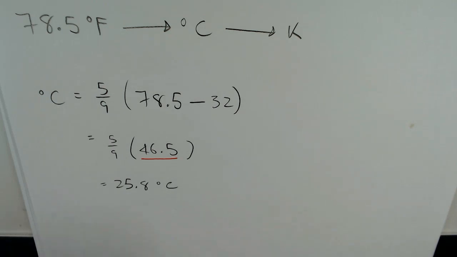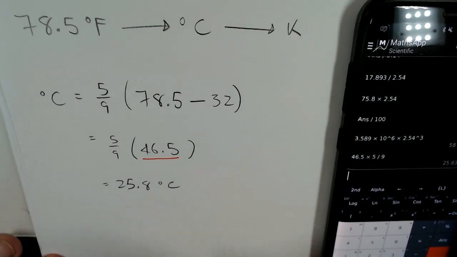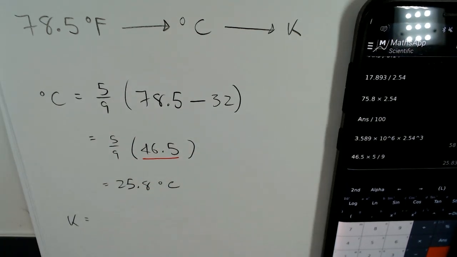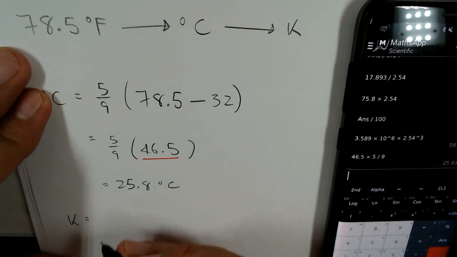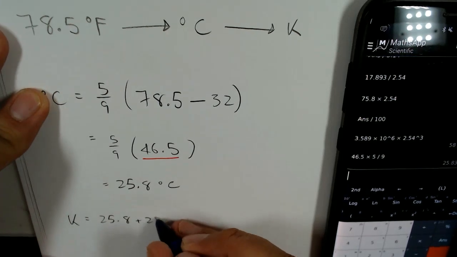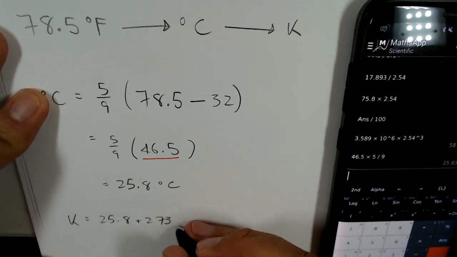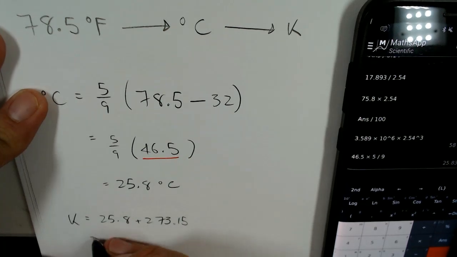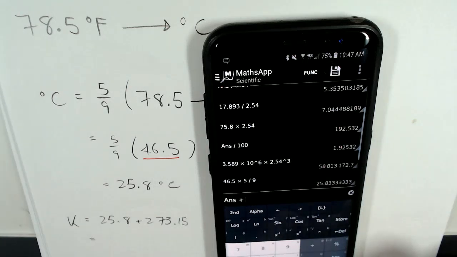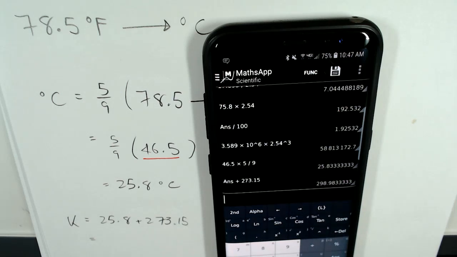All right. So next portion here is I need to go figure out Kelvin. And do I add or subtract that number? We're going to add it. So we're going to take our 25.8 and we're going to add 273.15. Without clearing my calculator from earlier, I'm just going to say plus 273.15. And I'm getting 298.98, etc.